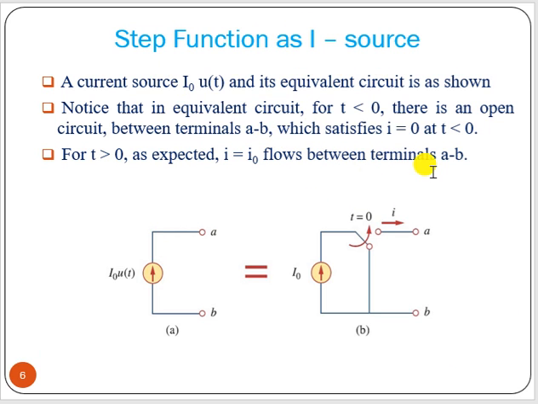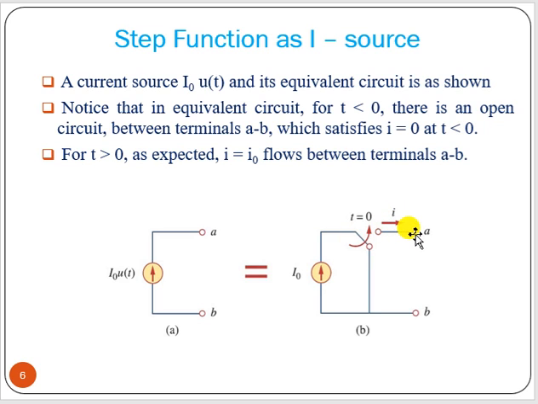Similarly, for a current source also we can explain it in such a manner, I0 u(t). That means at t less than 0, it should be 0. So what we can say is that the current coming here, up to this point A, this switch is short circuited here. That means no current is flowing through up to this point A. It is short circuited. So for t less than 0, what happened?